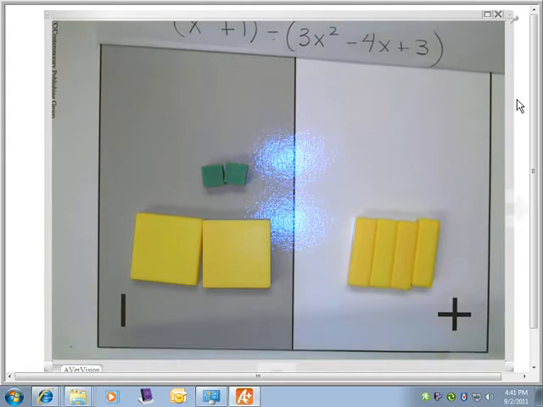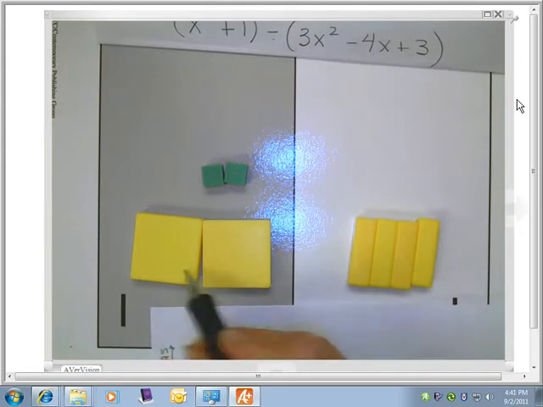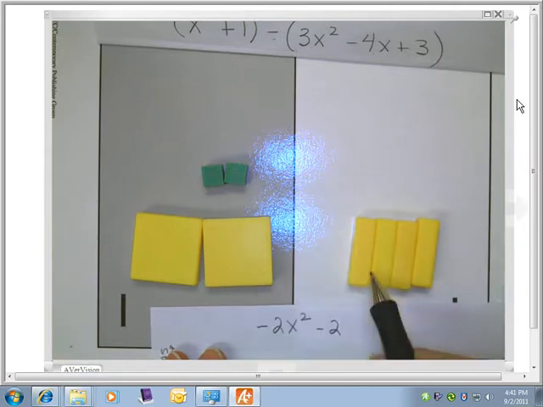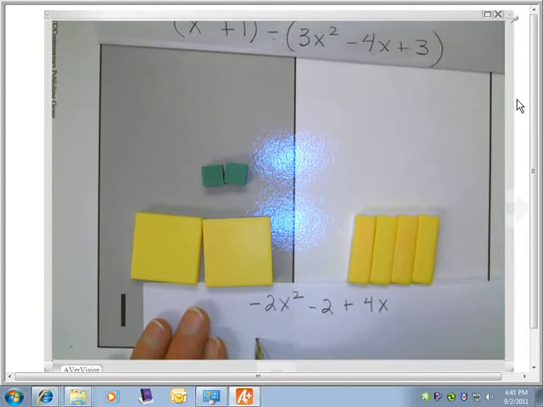So my answer is negative 2x squared minus 2, because that's negative, plus 4x. Now I have to put them in 3, 2, 1 order. So that's going to be negative 2x squared plus 4x minus 2. And that's my answer.